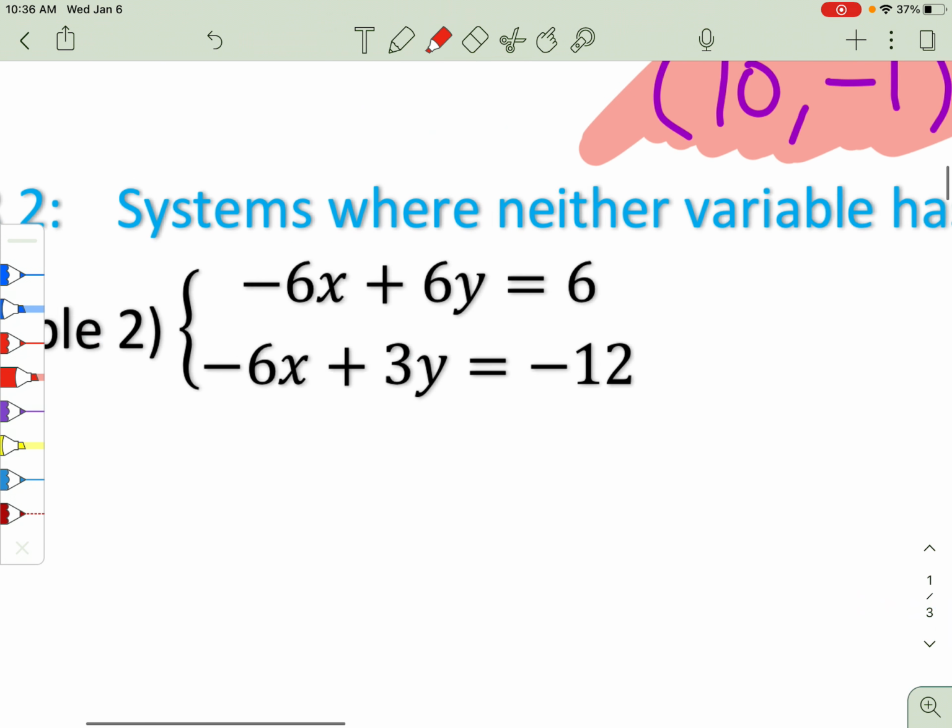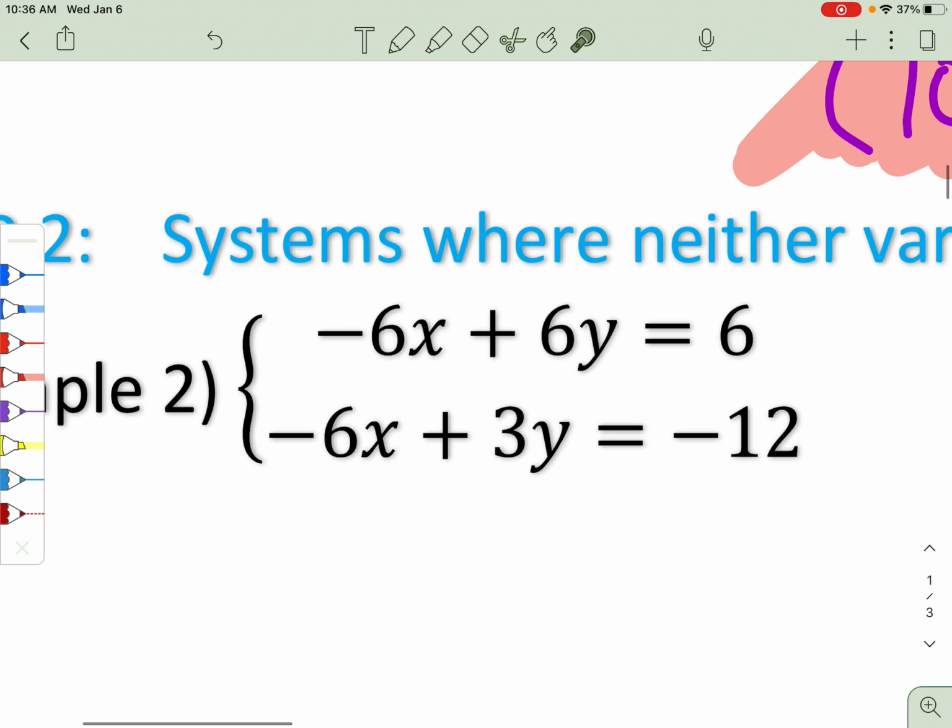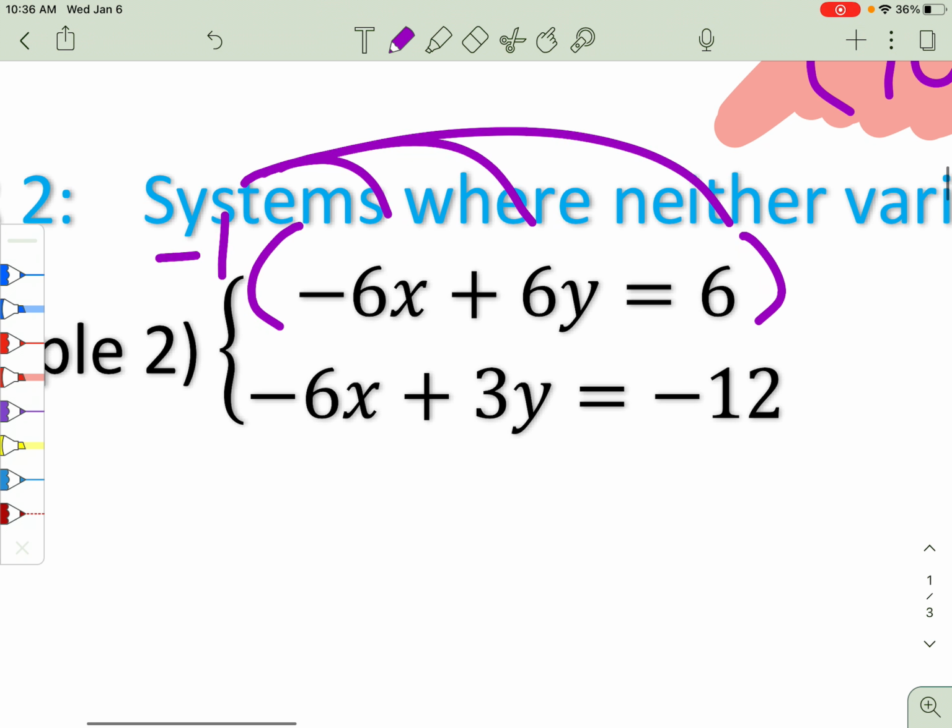So example 2 is a little bit tougher. Notice there are no direct inverses. 6 and 3 are not inverses. These are not inverses. Neither are these. However, if I made this one positive, it would be, right? So that's what we're going to do. To make it positive, you multiply the whole thing by negative 1. So I'm going to distribute.